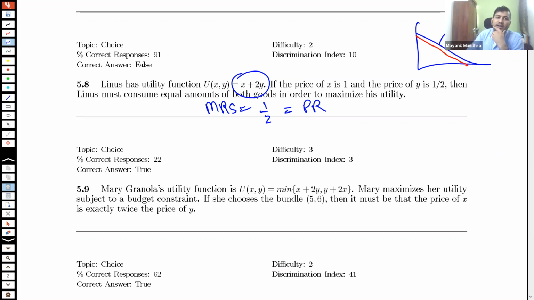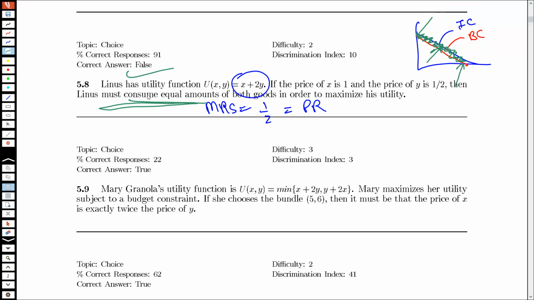So you can be on any point here. All the points are going to be equally costly and equally fulfilling. That is, the utility is going to be the same. All right, so you can put him on any point. You can put him here, you can put him here, or you can put him on the midpoint. So it's not necessary that he must consume equal amounts of both goods. He can consume anywhere on this line. So that's why it's false.